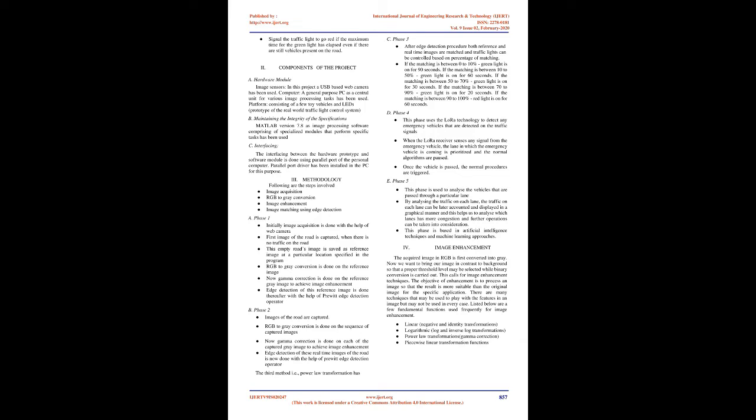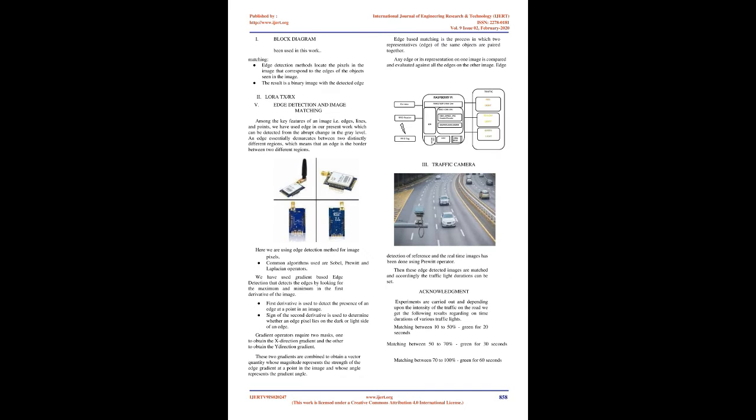The image is saved at a particular location specified in the program. RGB to gray conversion is done on the reference image. Now gamma correction is done on the reference gray image to achieve image enhancement. Edge detection of this reference image is done thereafter with the help of the Prewitt edge detection operator. B. Phase 2. Images of the road are captured. RGB to gray conversion is done on the sequence of captured images.